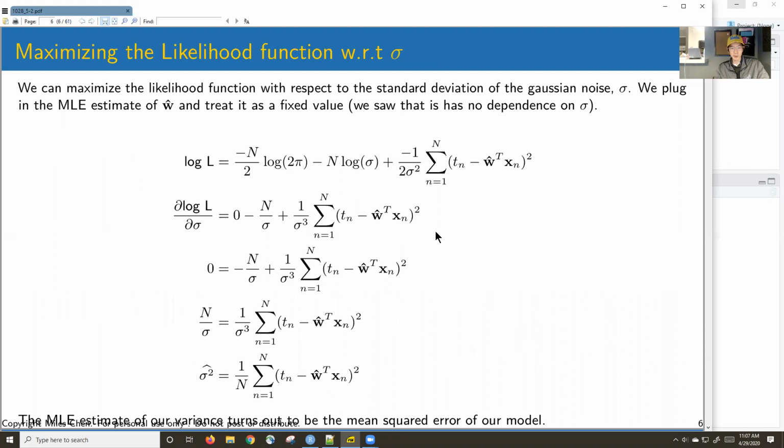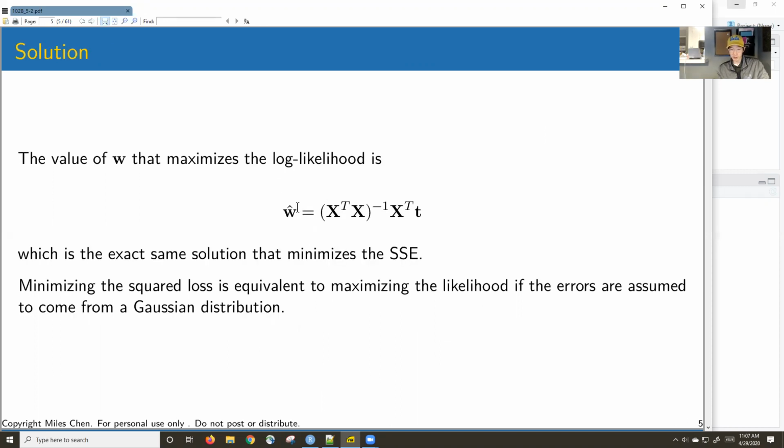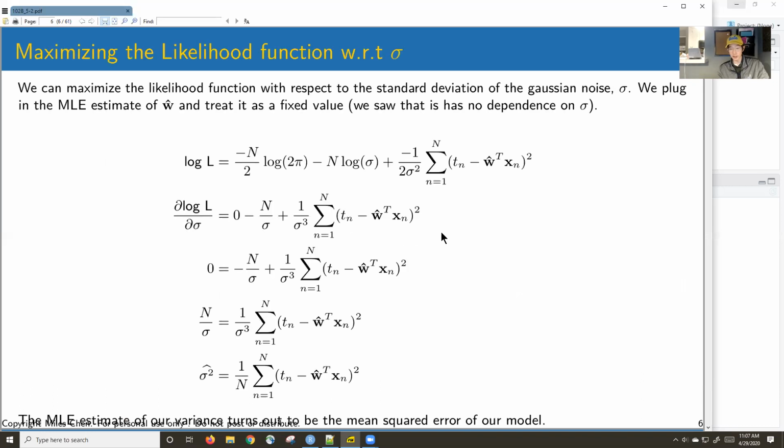What if I want to maximize the function with respect to sigma squared, the variance? What value of the variance will maximize the likelihood? This is the solution for what value of W will maximize the likelihood of the data. Now let's treat W hat as our estimate and treat that as fixed. The question is, what value of sigma will maximize the log likelihood function?